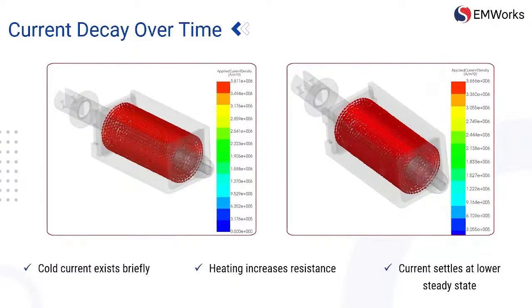Current does not remain constant over time. The initial cold current is often used during the design, but it exists only briefly. It does not represent normal operation. As the coil heats up, resistance increases and current decays until it reaches a steady state value. Designing for cold current means designing for a condition that never lasts.